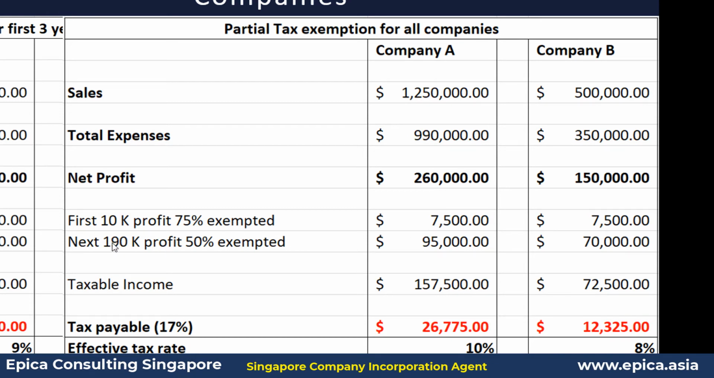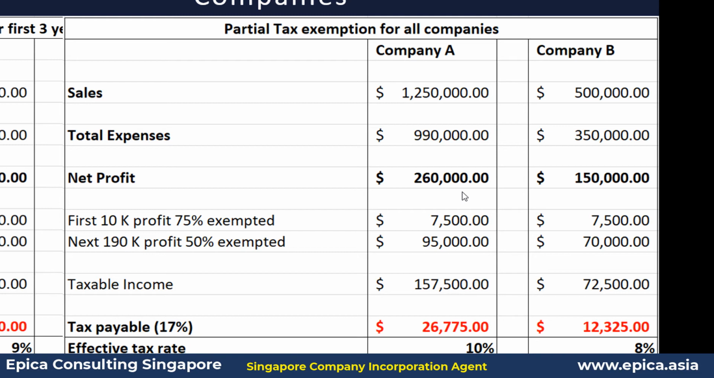And out of next 190k, 50% profit will be exempted. That is $95,000. So if you calculate the net taxable income, which is net profit of $260,000 minus $7,500 minus $95,000, the taxable income will come to be $157,500, on which $26,775 is the tax, and the effective tax rate for this company, which is slightly older and not a new startup, will come to be around approximately 10%.